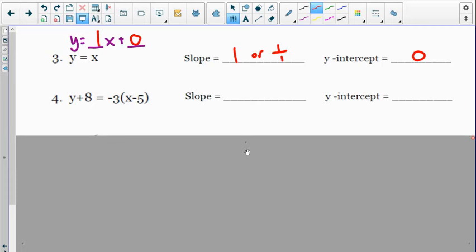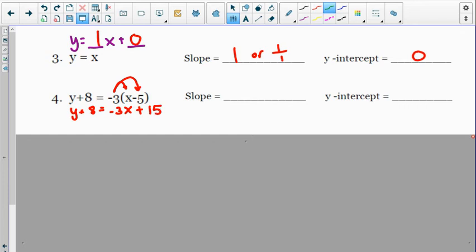For number 4, this equation is actually written in point-slope form. It's completely different than what we're used to seeing. It's not even like just a y equals equation. So before we can tell what the slope and the y-intercept are here, we want to do a little rewriting of the equation. We're going to start by distributing the right-hand side. And this is something you're going to learn in a future lesson. We distribute, and we get y plus 8 equals, and we distribute the negative 3, so we get negative 3x. And remember, when you multiply a negative 3 times a negative 5, you get a positive value, positive 15. Okay, so step 1 is to distribute the right-hand side.